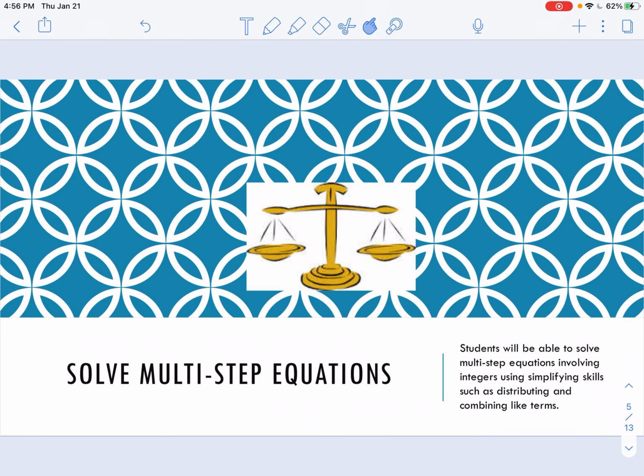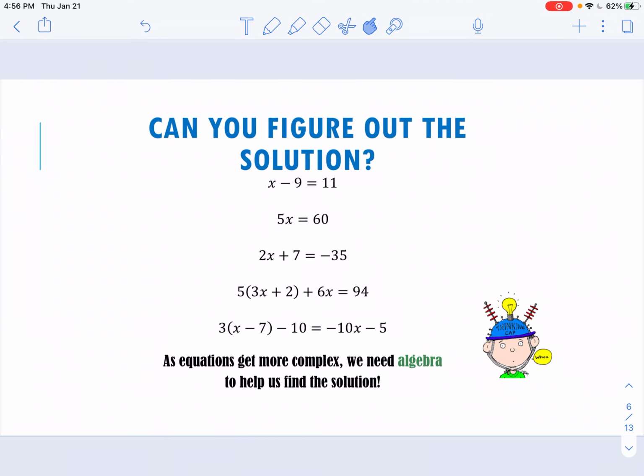So today's lesson is really going to be taking what you know about simplifying and taking what you know about inverse operations in order to solve multi-step equations. Now, when we first started talking about equations, a lot of you might have said, well, I can do this mentally, right? If I give you some easy equations like this, most likely you can figure out the value of x that will make this equation true just by using guess and check.